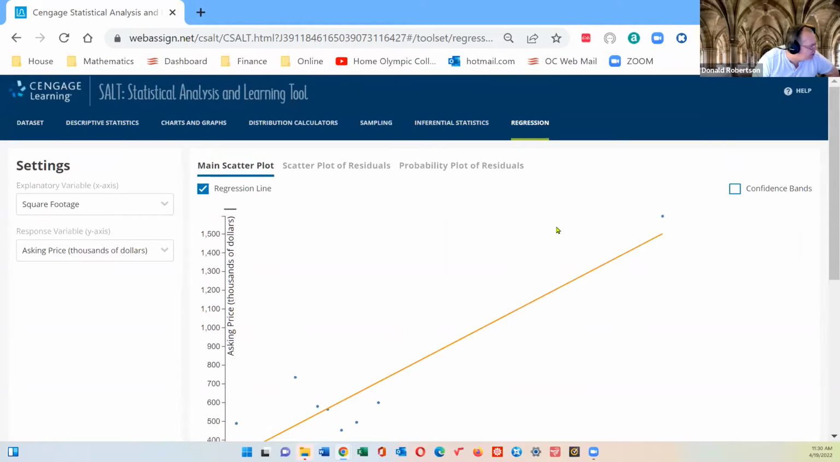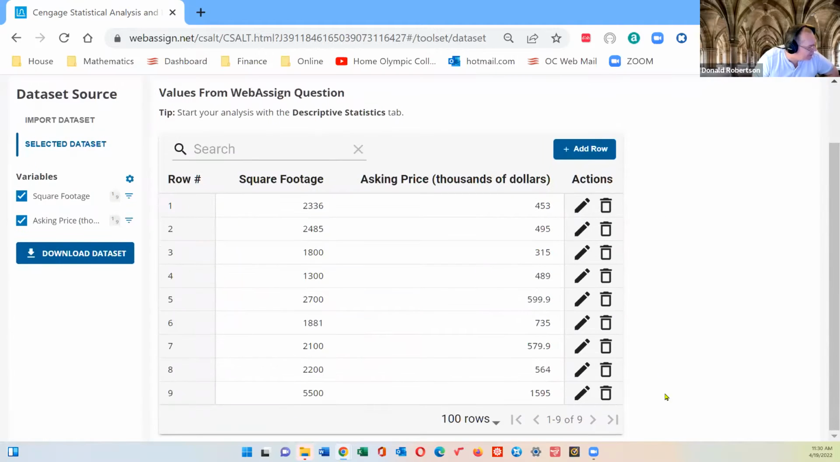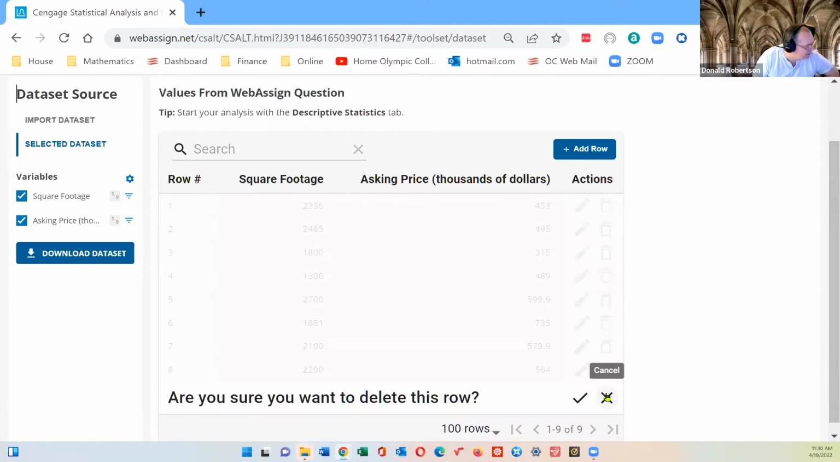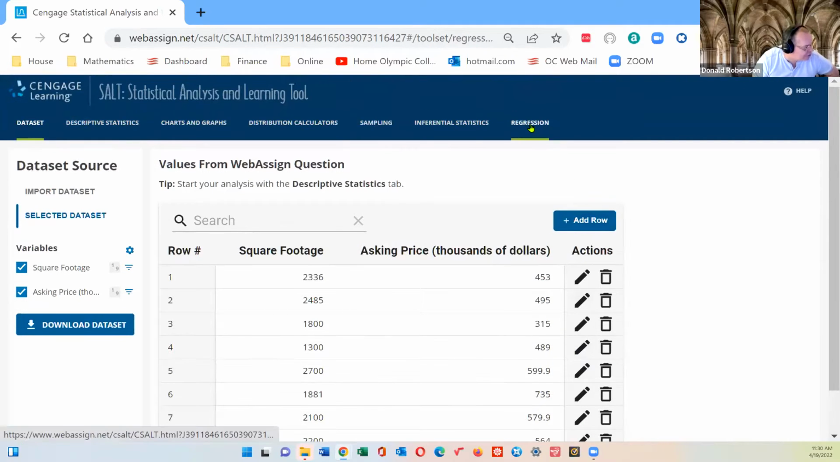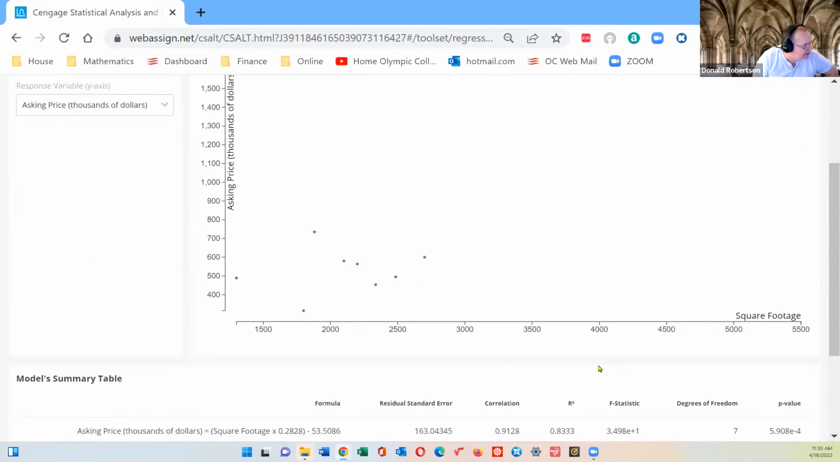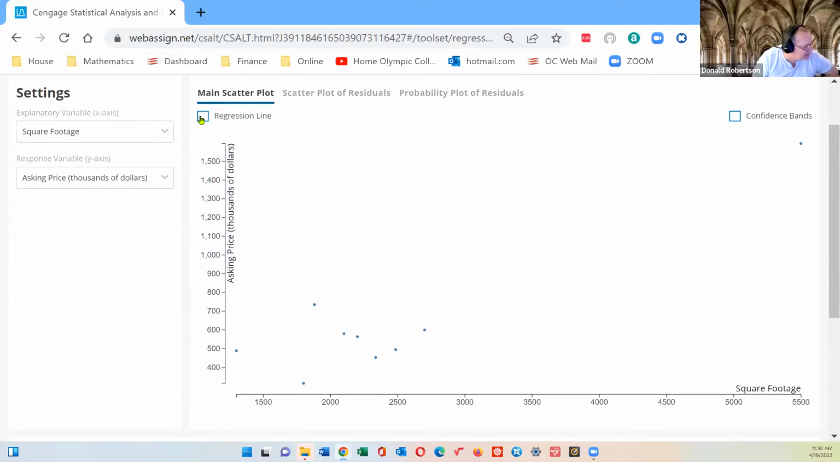So I should be able to go back and hit data set. And the outlier was this 5,500, 1.5 million house. Do you see it? And I should be able to just hit delete and make it go away. And am I sure? Yes, I am. Okay. Now I'm going to go back to that regression. And now I'll put in the line.